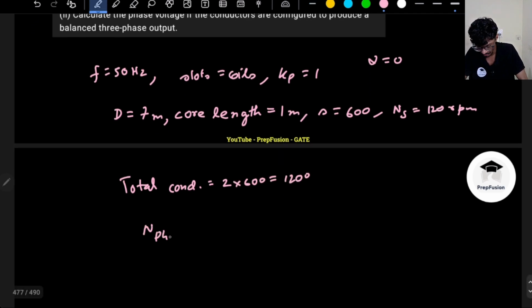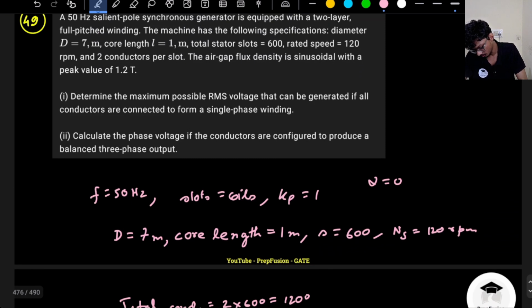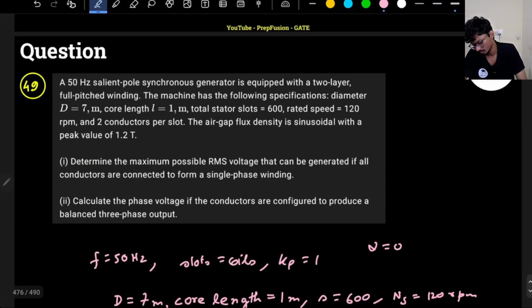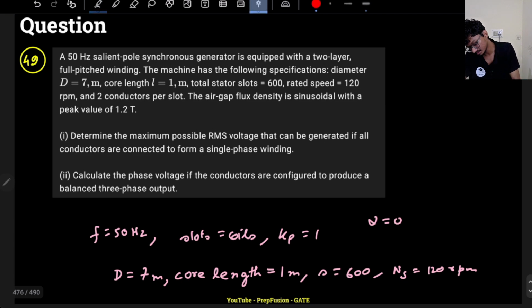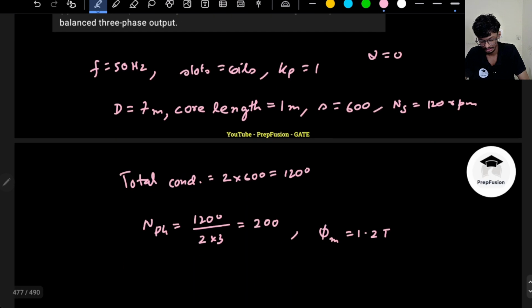What will be the turns per phase? It will be 1200 total conductors divided by 2, because each 2 conductors will make 1 turn, right? And divide by 3 because I am calculating the number of turns per phase. So this will be 200 turns. My number of turns per phase will be 200 turns. The air gap flux density is sinusoidal with peak value Bm equal to 1.2 Tesla. Remember, they have given air gap flux density, not air gap flux.